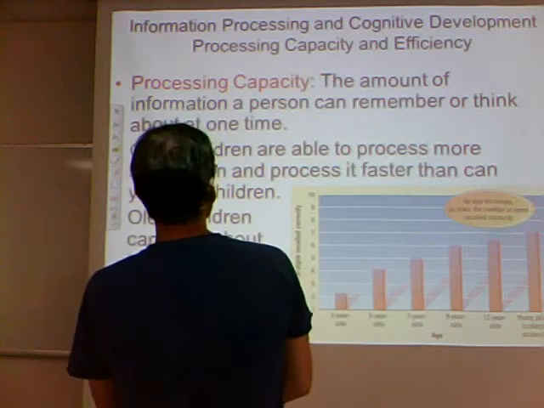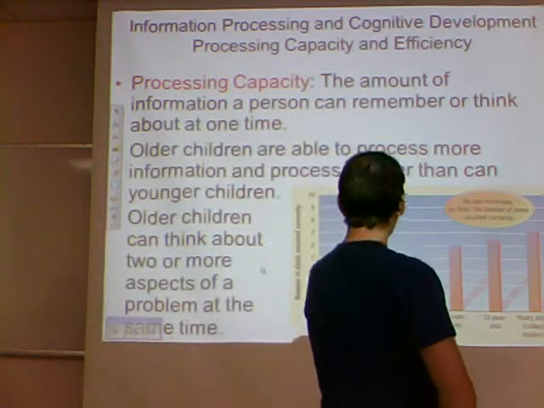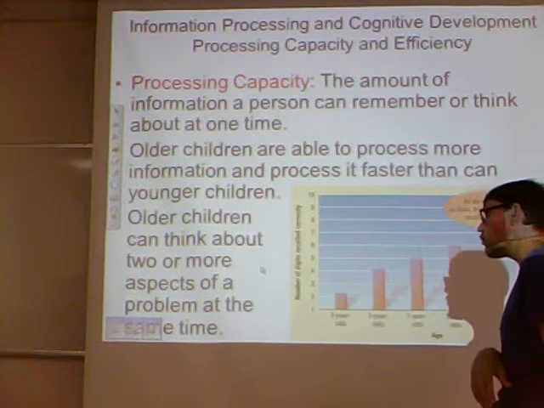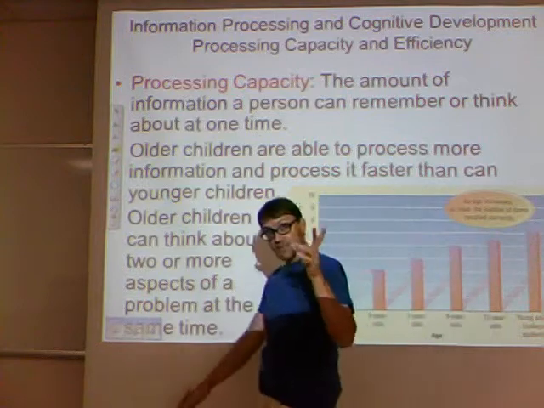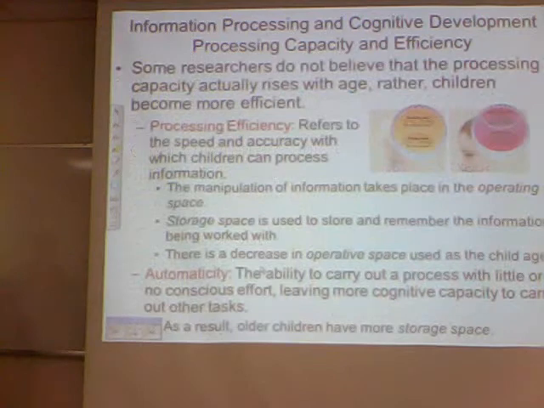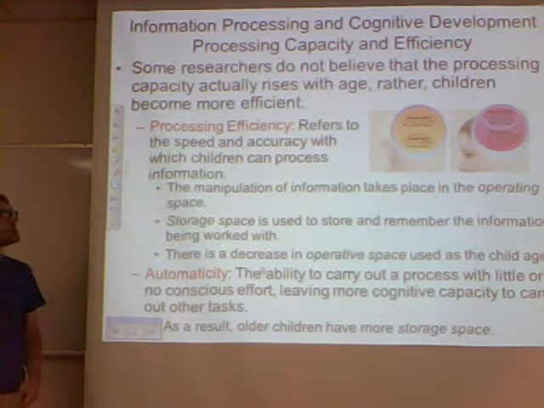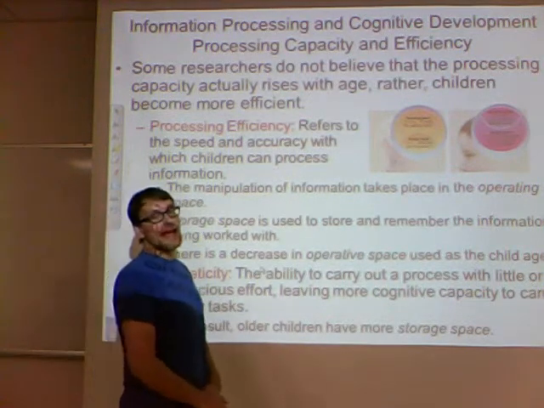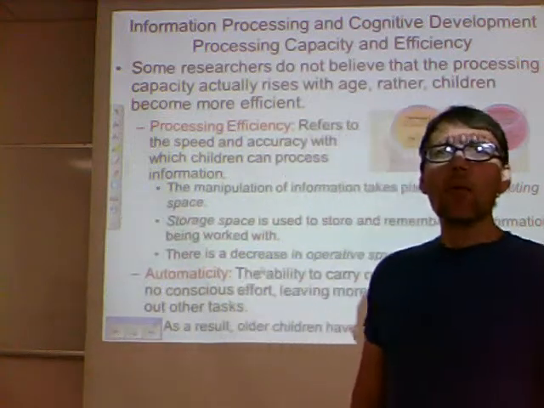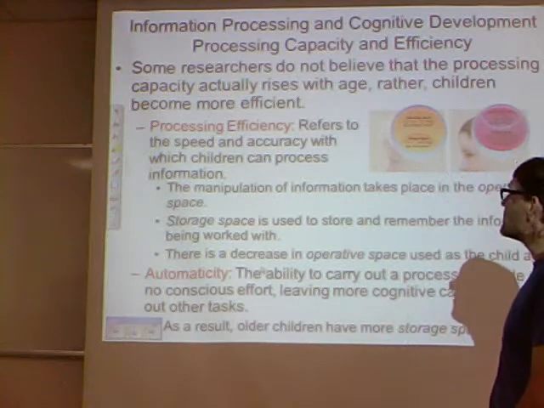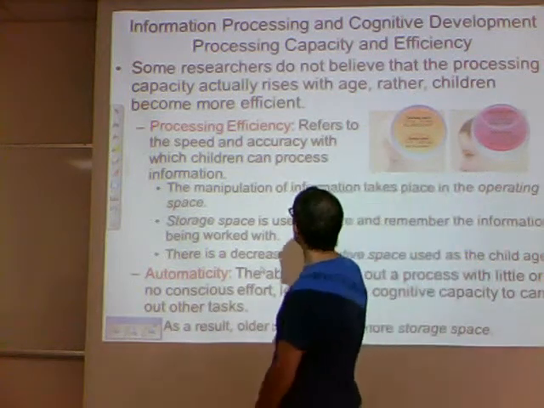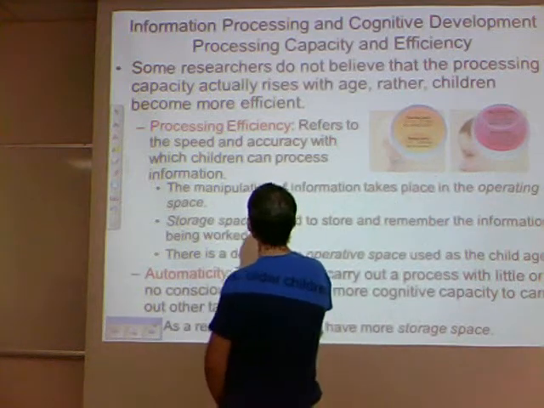Older children are able to process more information and process it faster than younger children. Older children can think about 2 or more aspects of a problem at the same time. That's what processing capacity is all about, being able to multitask. Some people believe, though, that this processing capacity doesn't actually rise with age. It's in fact constant. But what happens is that children become more efficient at processing. And this is really kind of neat. It refers to the speed and accuracy with which children can process information.